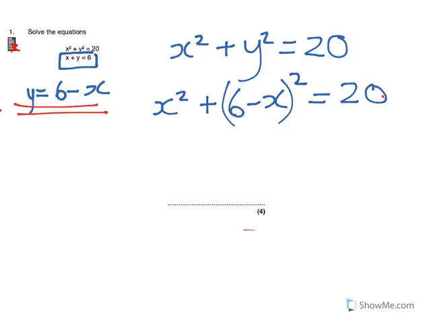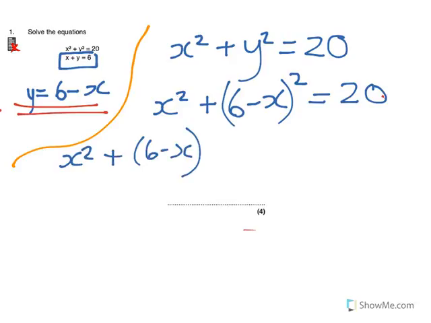Now what's important to notice here is that in order to expand those brackets, I need to use FOIL, because it actually means that we have got x squared still at the front, plus 6 minus x, all squared, which means times by itself, so it's been times by another 6 minus x. So like I said, we're going to use FOIL then to expand these.